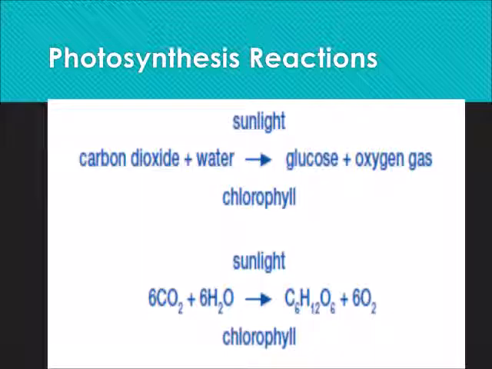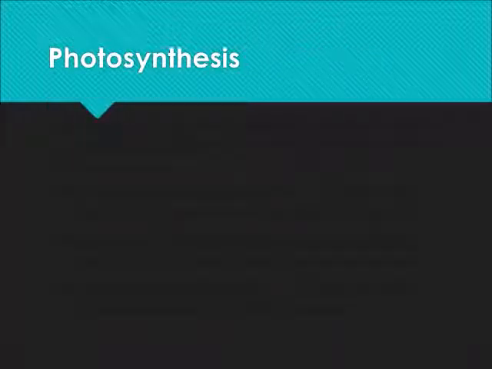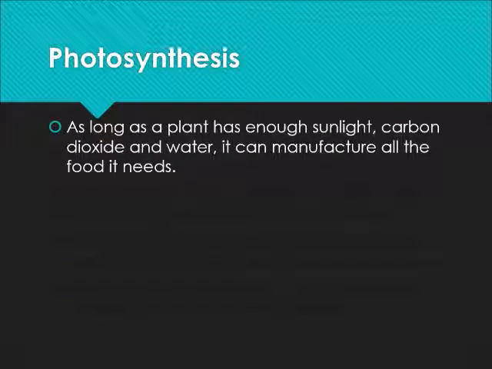And we can look here, here's a representation of it in a balanced chemical reaction using chemical symbols. So our carbon dioxide and our water reacts when sunlight shines onto the chlorophyll in plants, that's the green stuff, and it produces glucose for the plant and then oxygen for the atmosphere. As long as the sun is shining and it's enough light on the plant, plants can manufacture all the food it needs from carbon dioxide and water.